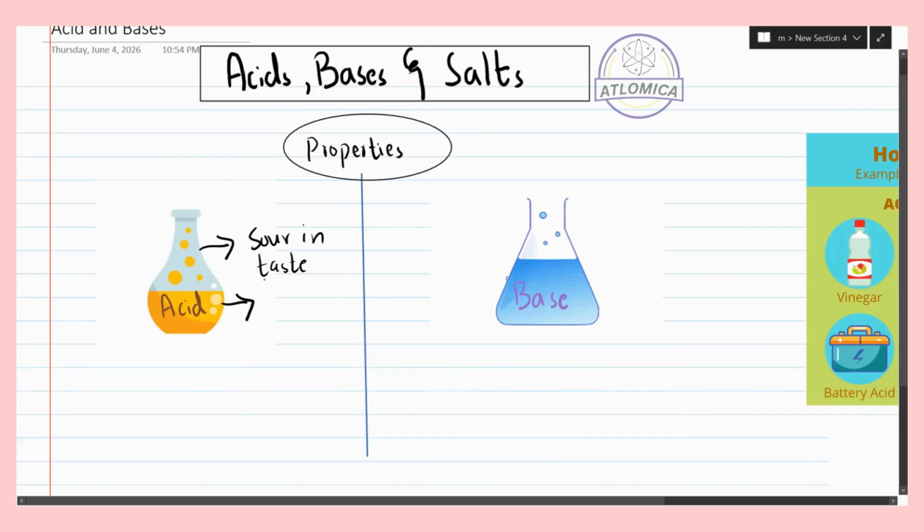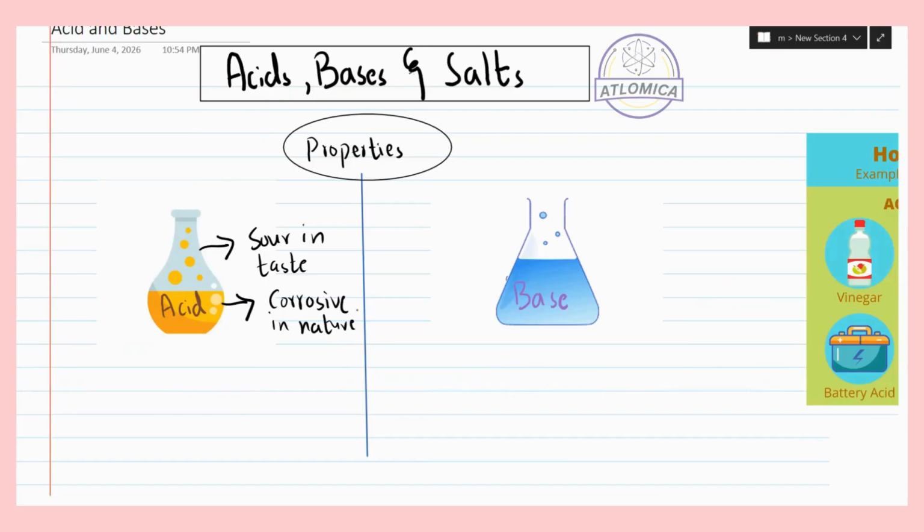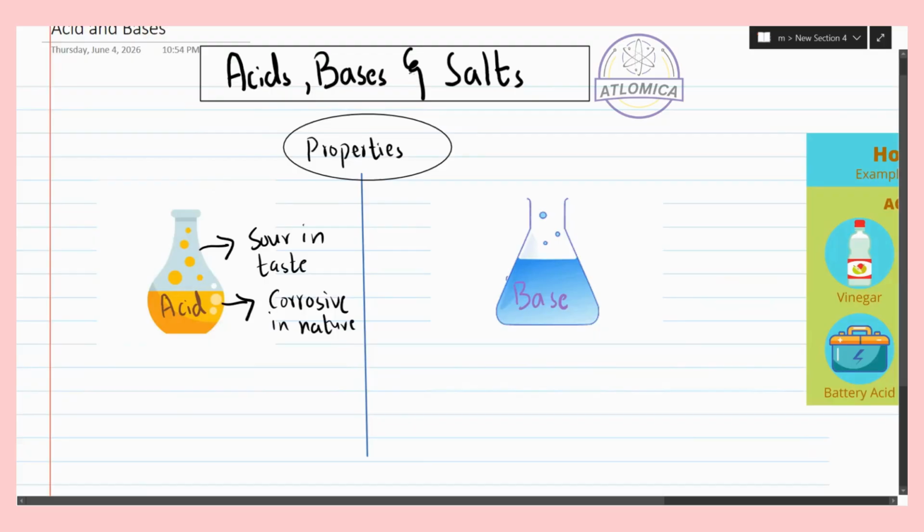Secondly, they are corrosive. They are corrosive in nature. What does that mean? They have the ability to deform a shape or something. They corrode the skin, they corrode the metal all around them. So they have the property to deform. So they're sour in taste, they are corrosive in nature.